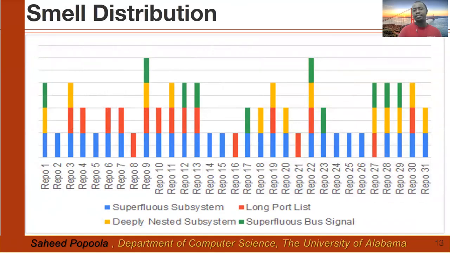So this is the distribution of the smells I got. As you can see from this figure, most of the repositories have 2 or 3 instances of bad smells, 2 or 3 types of bad smells. And actually 2 repositories contain all the 4 bad smells.